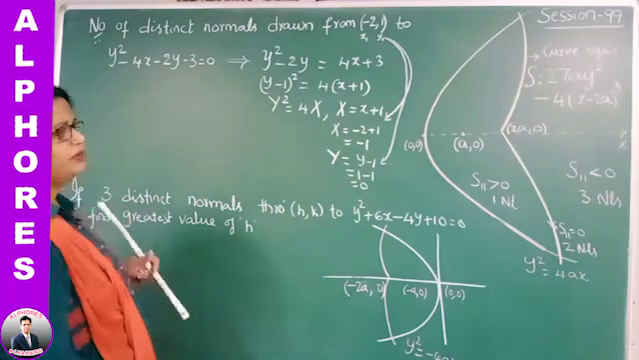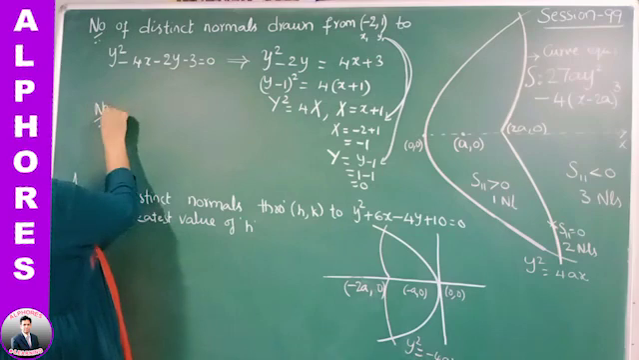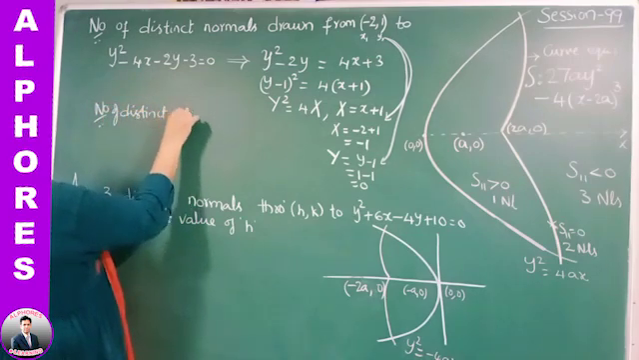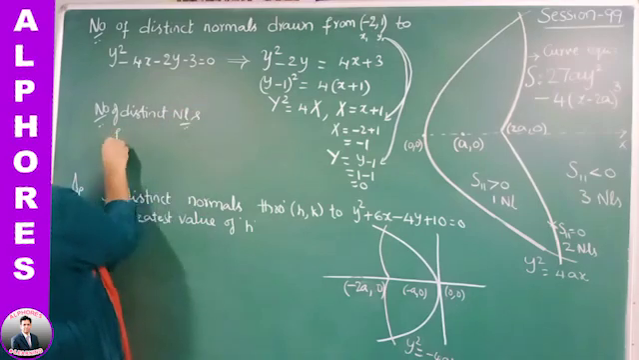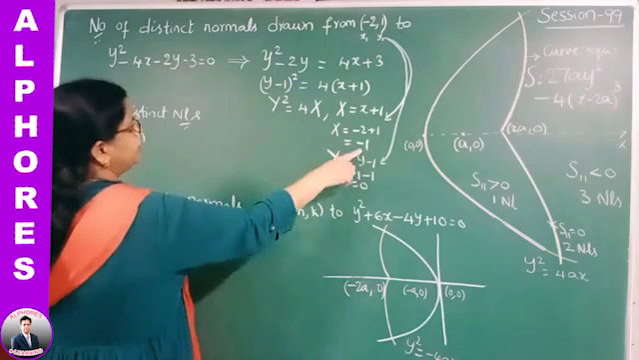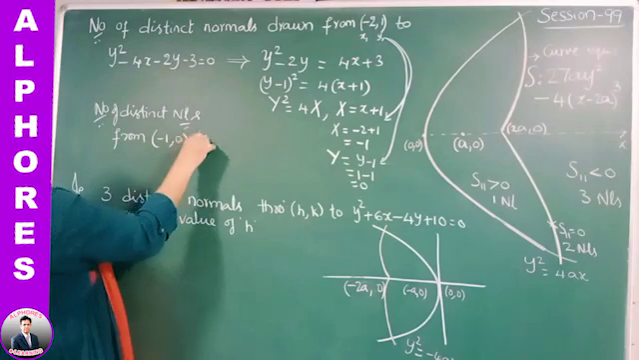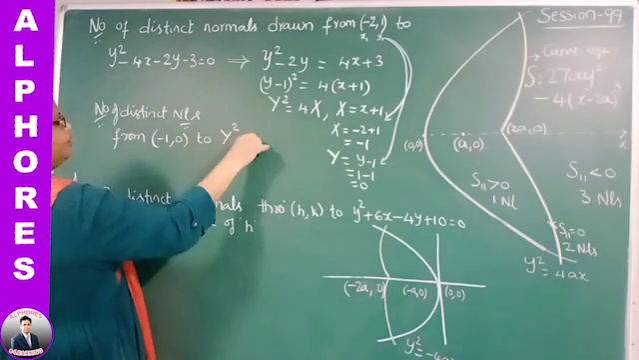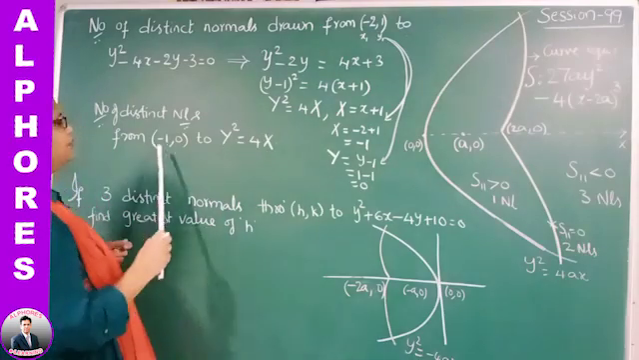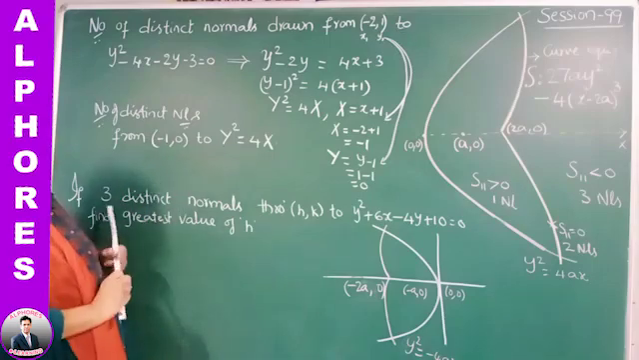Therefore now the question is completely changed. That means the number of distinct normals that can be drawn from which point? From the point (X, Y), that is (-1, 0), to the parabola Y square equal to 4X. Whatever we have done in the previous one, in the same way here, moreover observe the point is on the axis of parabola, right?